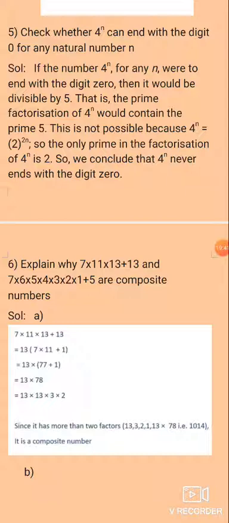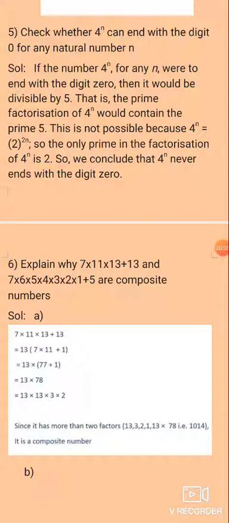Then inside the bracket, what? First term, 7 into 11 remaining, plus, when we take the 13 outside, the second term has only 1. That is 13 into (77 plus 1). 7 into 11 is 77, plus 1. That is 13 into 78. When we find the prime factors of 78, what? 13 into 3 into 2.